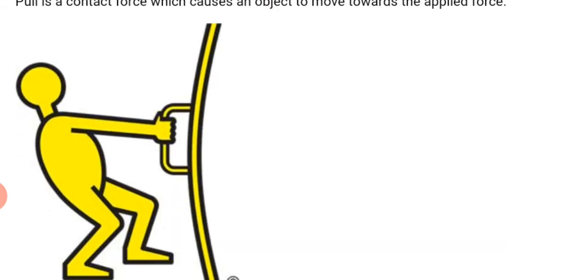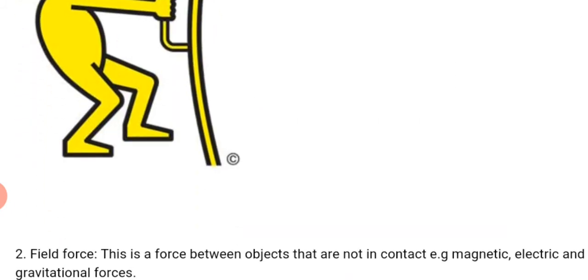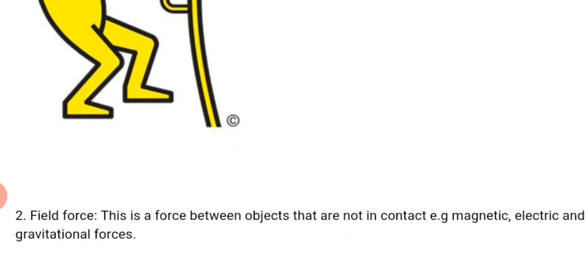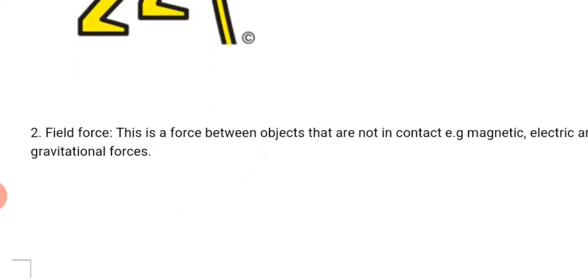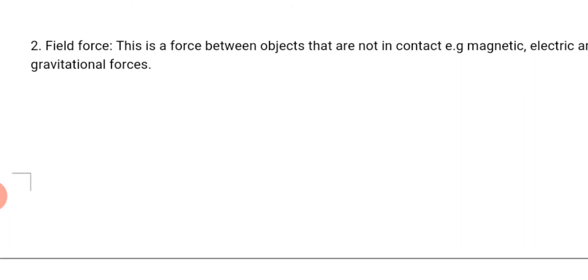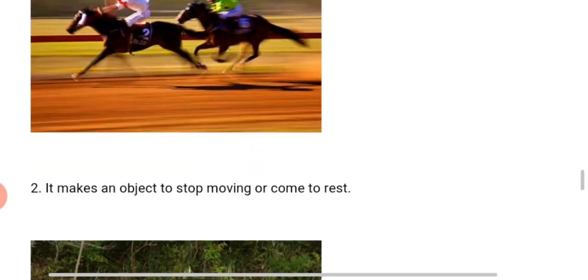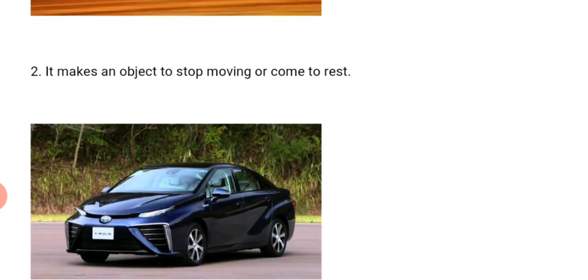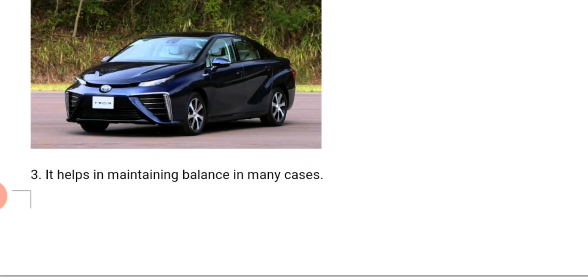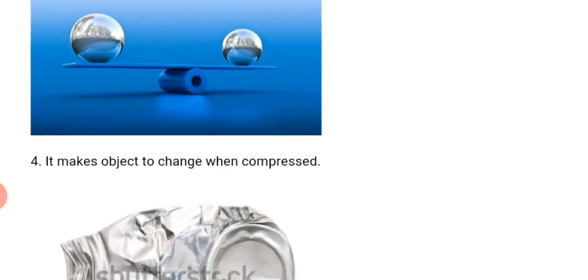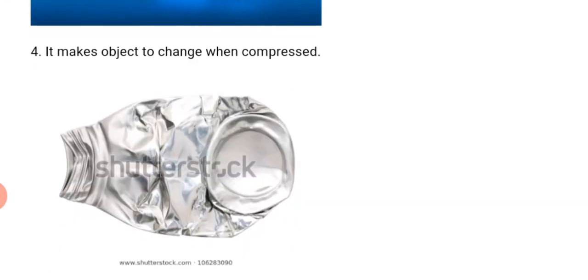After that, we move to the second group of force, which is field force. And we said field force is a force between objects that are not in contact with each other. And we gave example of such as magnetic force, electric force, and gravitational force. And we ended our today's lesson with the effect of force, which are: 1. It causes an object to change position. It also makes an object to stop moving or come to rest. The third one is that it helps in maintaining balance in many cases. And the last one is that it makes object to change when compressed.